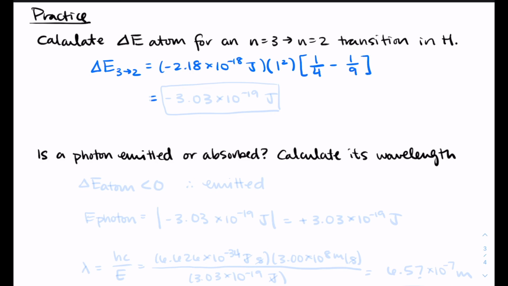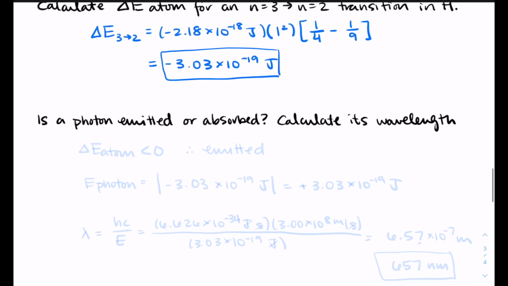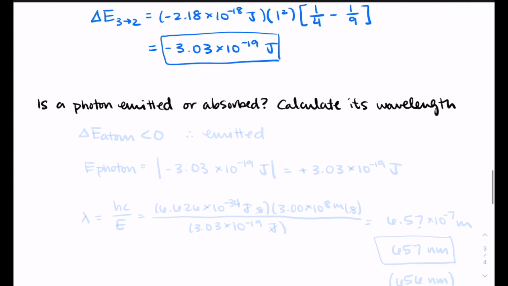So I've got negative 2.18 times 10 to the minus 18th joules. For hydrogen, my Z is 1, so 1 squared. And then in parentheses, 1 over 4. So that's my final energy value squared, so 2 squared, minus 1 over 9, because that was 1 over 3 squared. And out of this, you should try this with your calculator. I got negative 3.03 times 10 to the minus 19th joules.